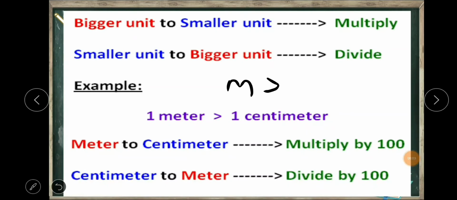Meter is bigger than centimeter. Then when we convert a bigger unit to a smaller unit, we must multiply. And when we convert a smaller unit to a bigger unit, we must divide. For example, 12 meters is equal to dash centimeters. We learned that when we convert a bigger unit to a smaller unit, we must multiply. Multiply by which number? That's the question.